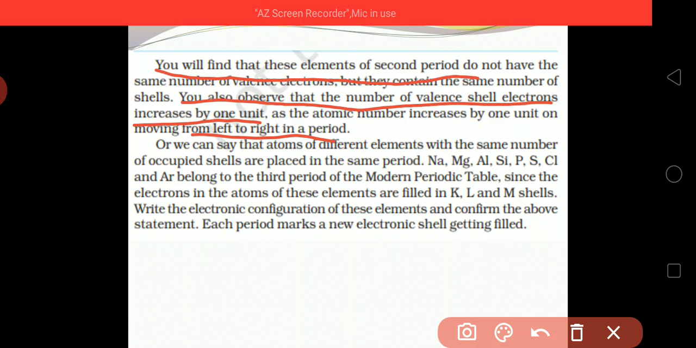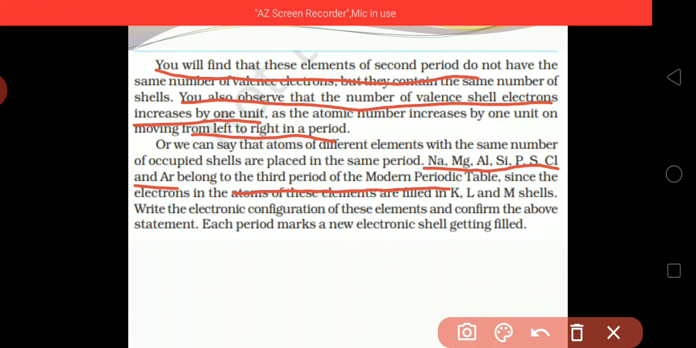Or we can say that atoms of different elements with the same number of occupied shells are placed in the same period. Sodium, magnesium, aluminium, silicon, phosphorus, sulfur, chlorine and argon belong to the third period of the modern periodic table.